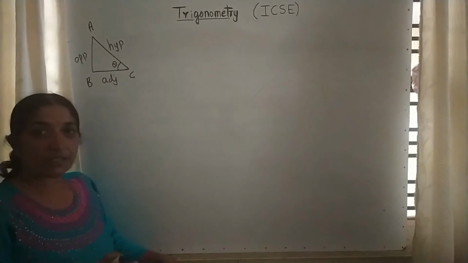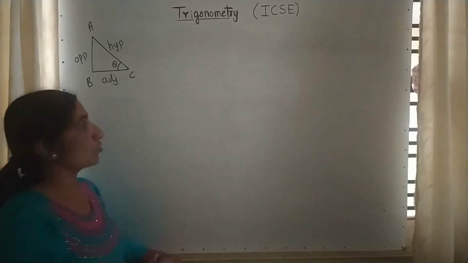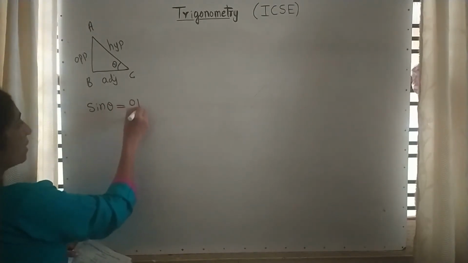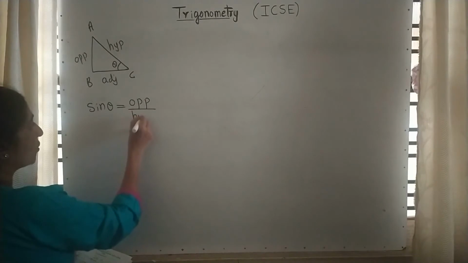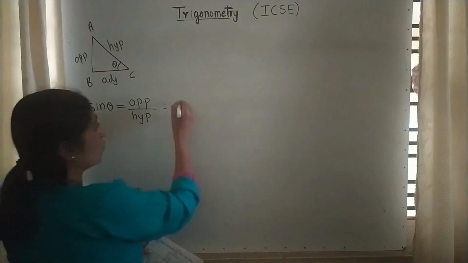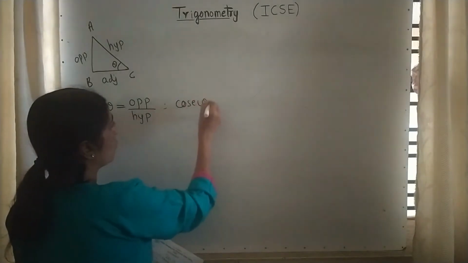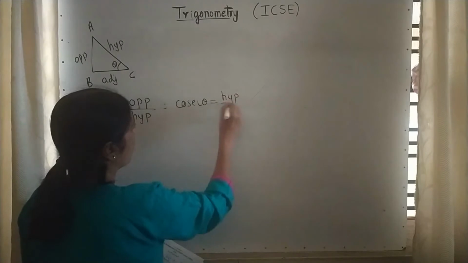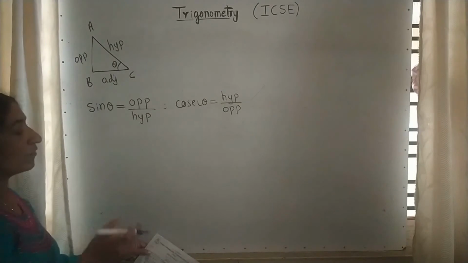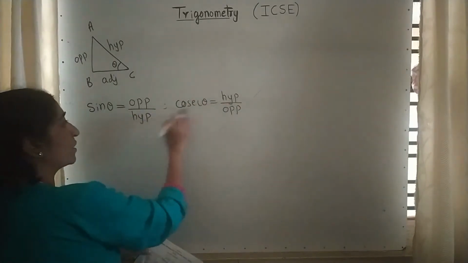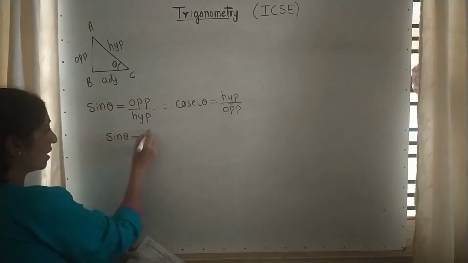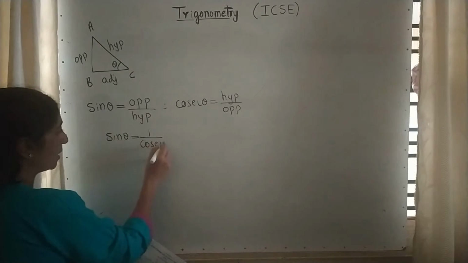First I will define the 6 trigonometric ratios. See how you define sin theta. Sin theta is opposite upon hypotenuse. Correct? When you define a side, immediately opposite of that I am writing cosec. Cosec theta is hypotenuse upon opposite. Students, when you observe these two, we notice that there is one relation between them. They are reciprocal to each other.